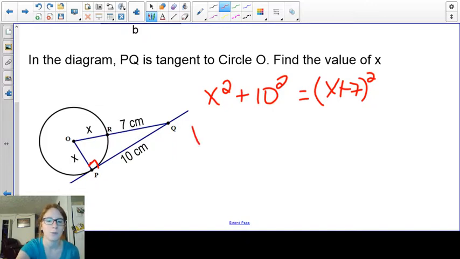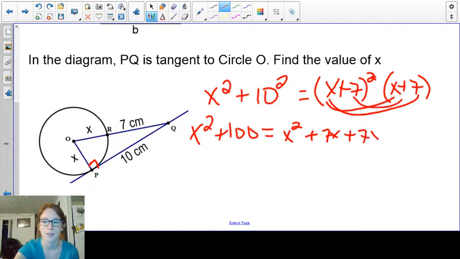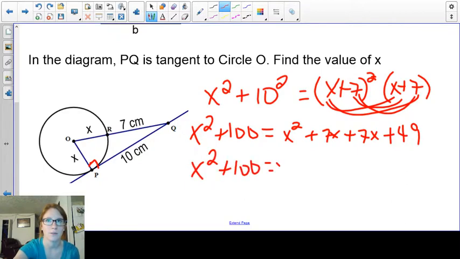So I have X squared plus 100 is equal to, well, the squared part means I'm essentially multiplying it by itself again, so I have to FOIL. X times X is X squared. X times 7 gives me 7X. 7 times X gives me 7X again. And 7 times 7 gives me 49. So I have X squared plus 100 is equal to X squared plus 14X plus 49.